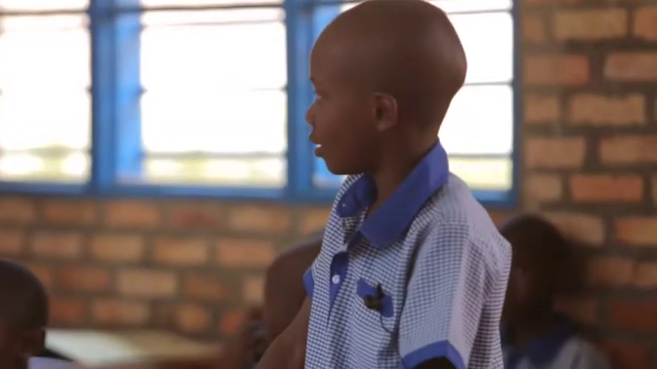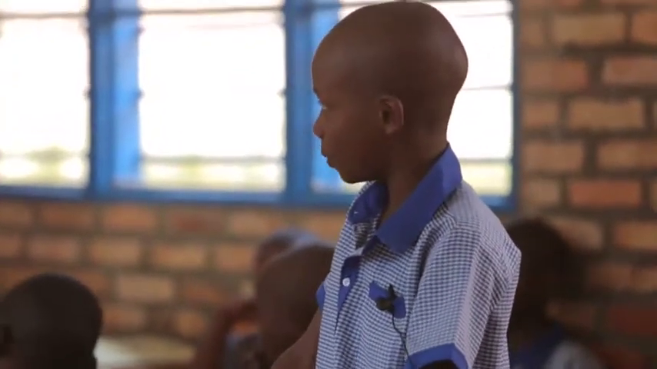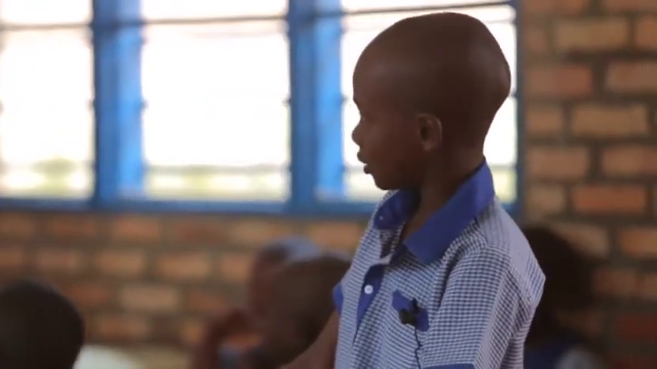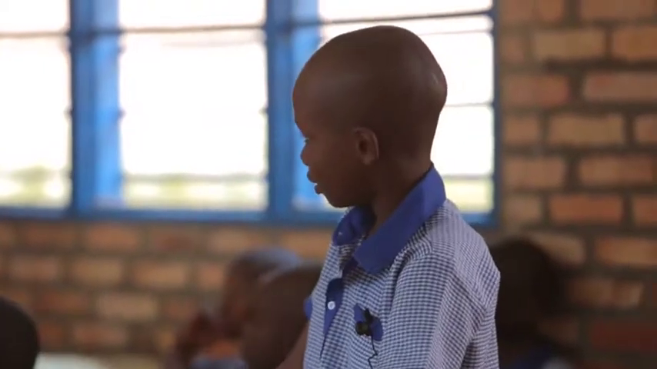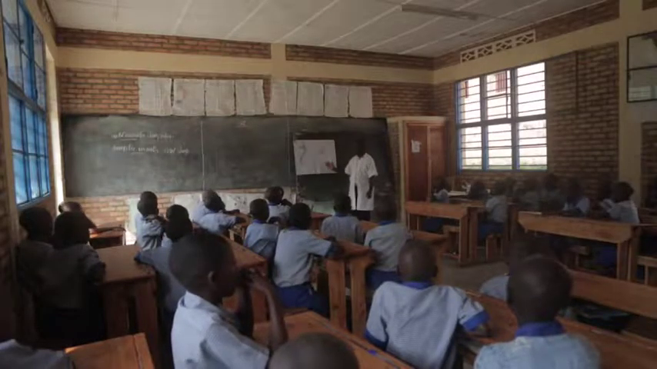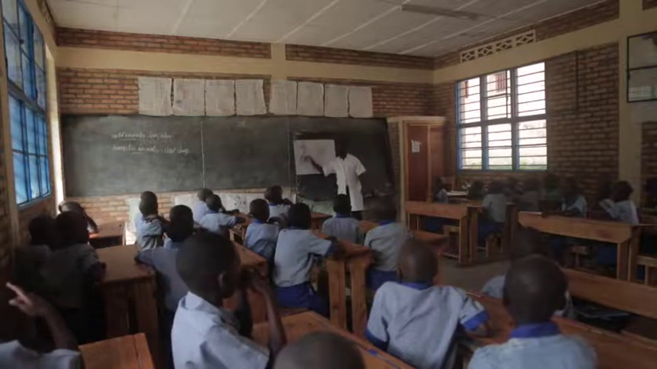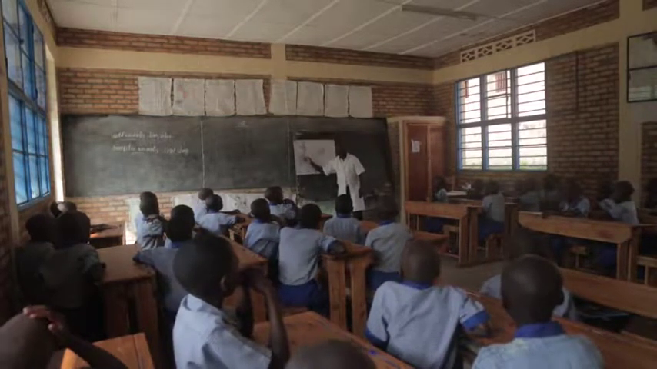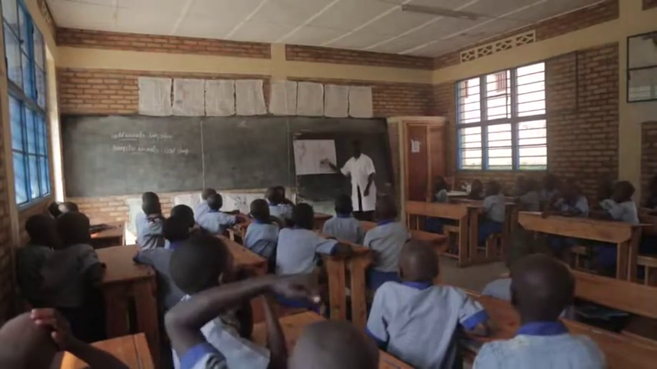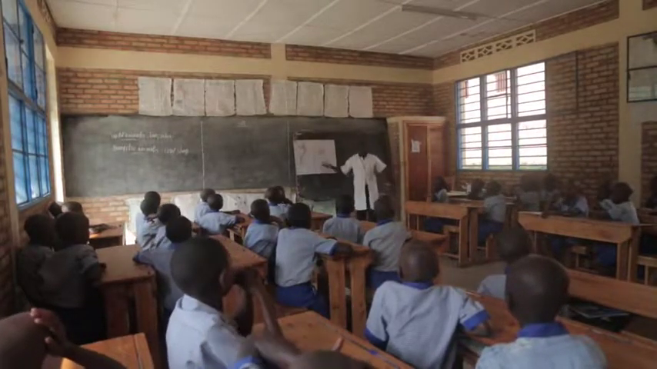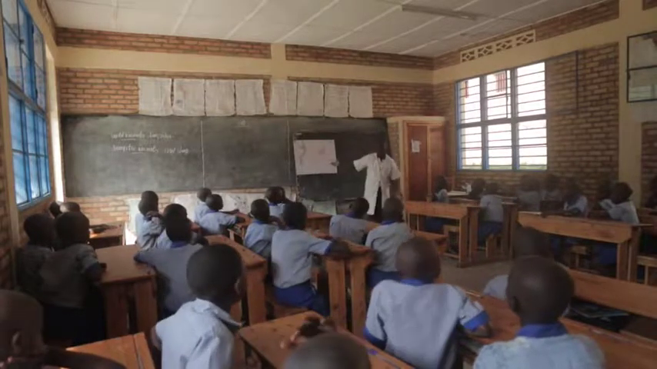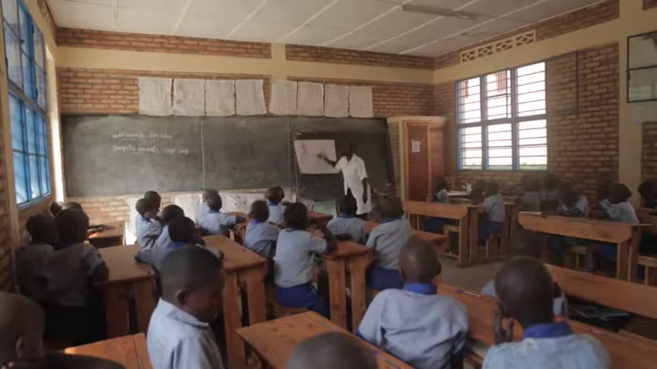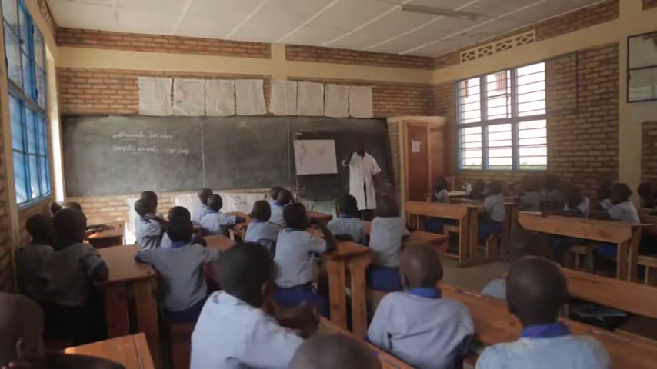Which difference is there? A person has a backbone and an insect doesn't have a backbone. Very good. This one is a person, this is an insect. A person has a backbone. Thank you very much. And an insect does not have backbones. Are you seeing that? The person has backbones, but the insect does not have backbones.